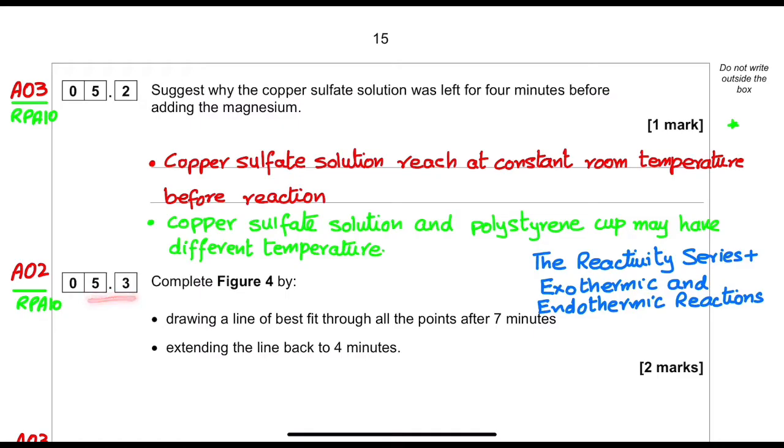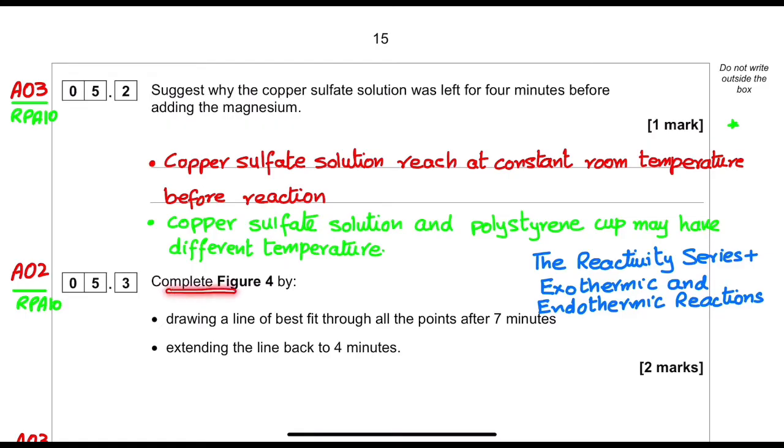Five point three is an AO2 question. The student need to apply the knowledge in figure number 4. Complete the figure number 4. Draw a line of best fit through all the points after 7 minutes. Extend the line back to 4 minutes. This question is from the practical activity number 10, and the topics names are reactivity series, exothermic reaction and endothermic reactions.